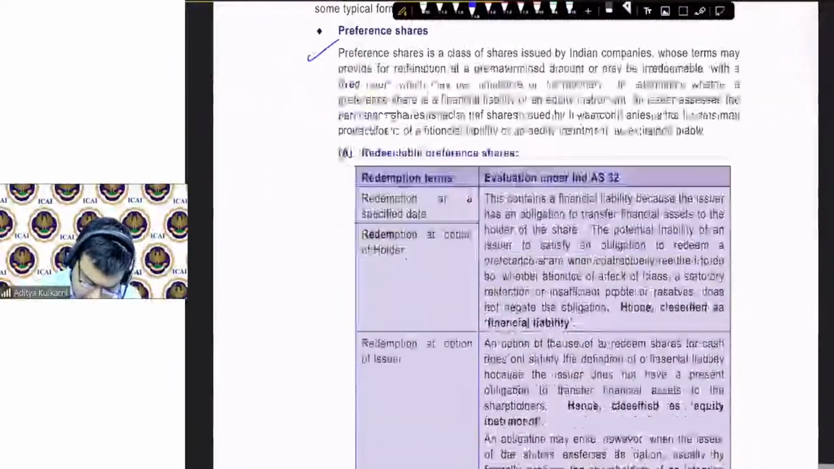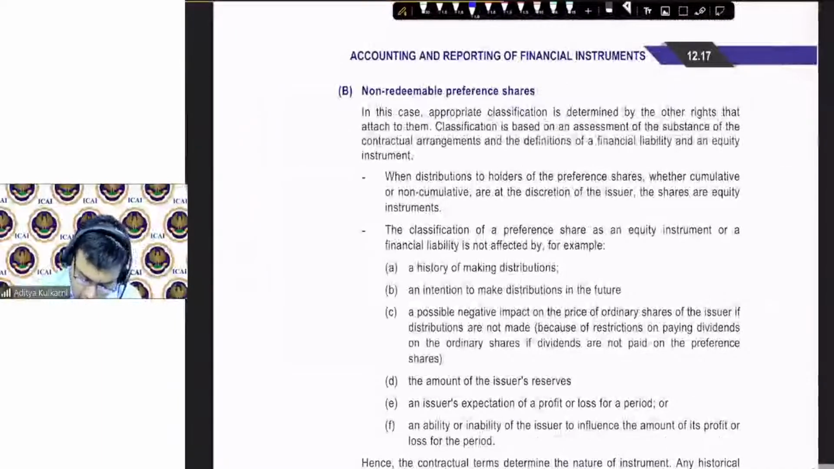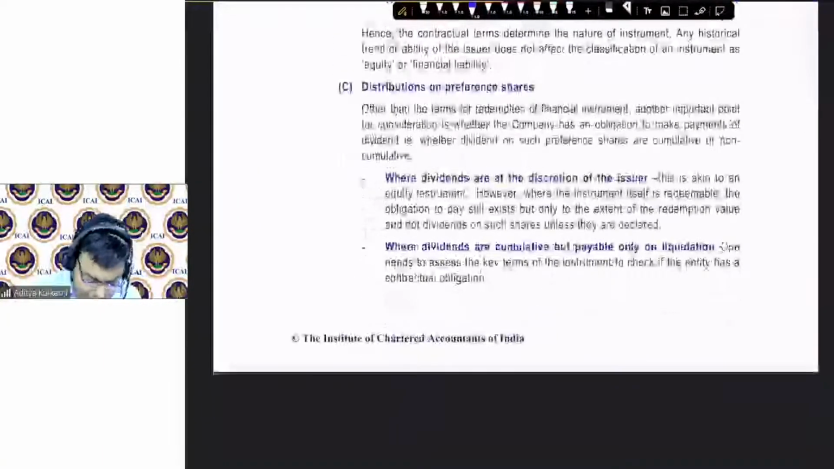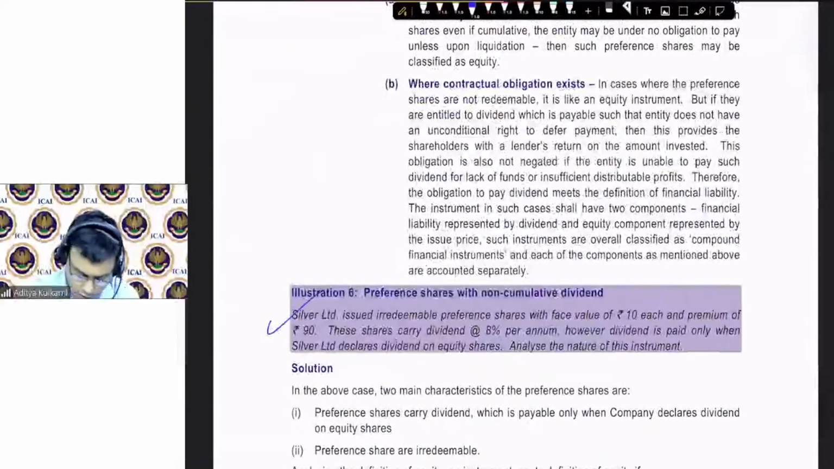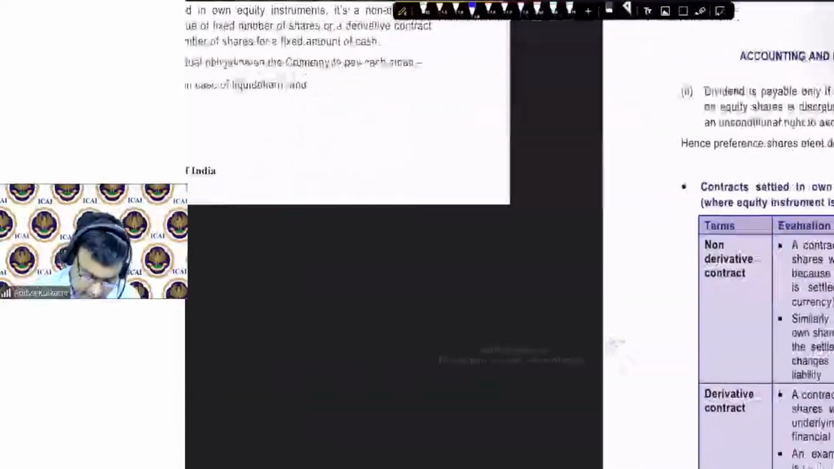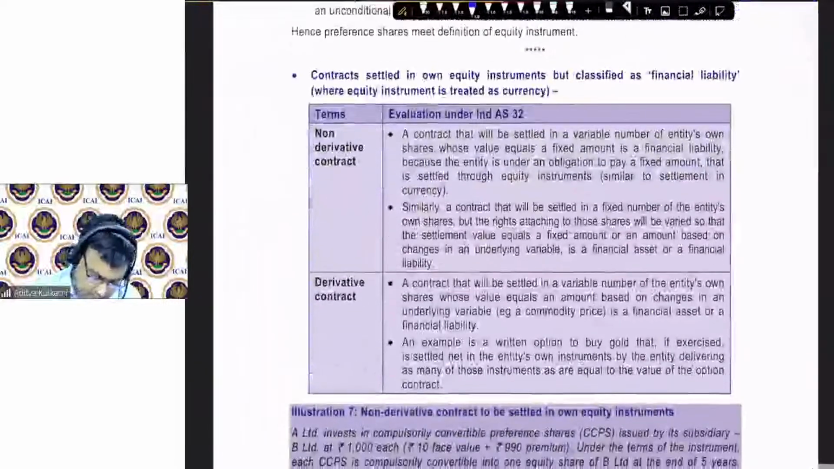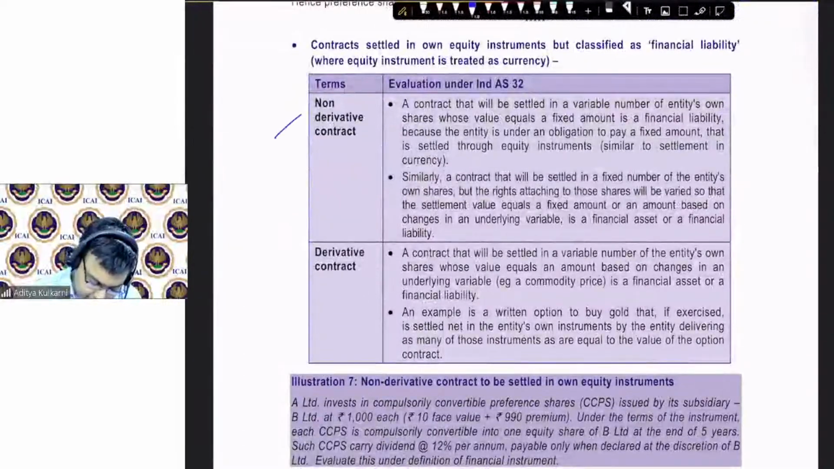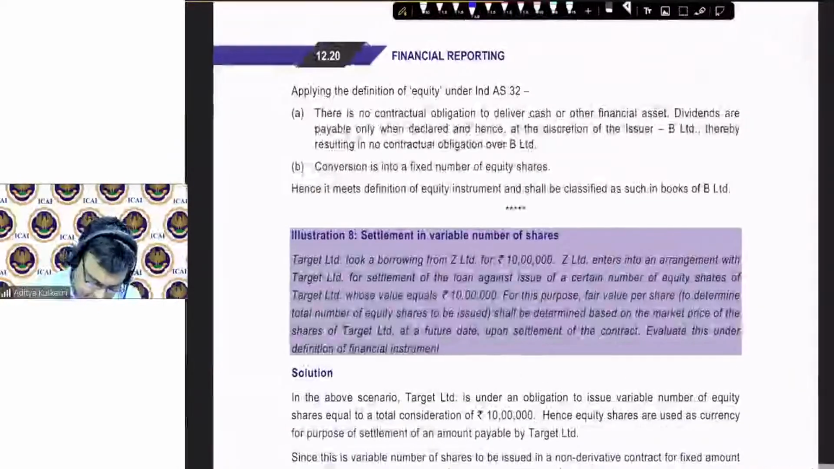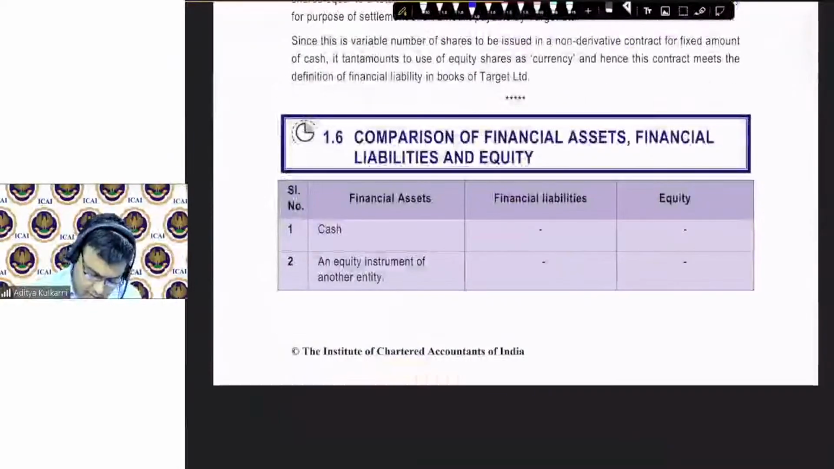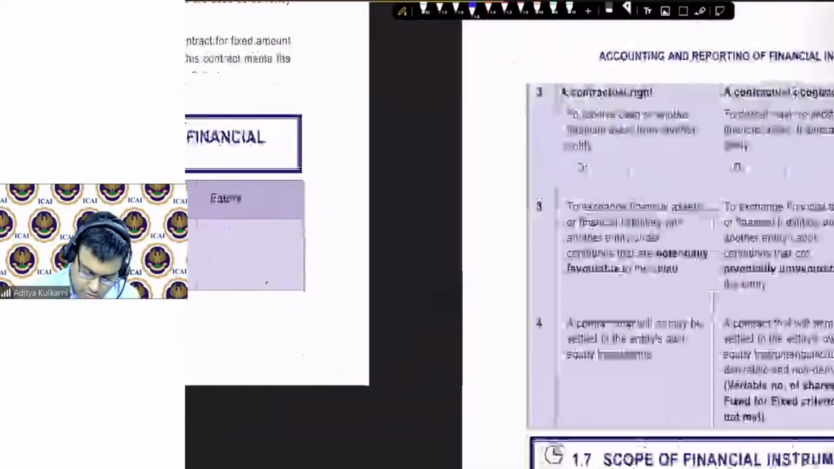Preference shares I have discussed with you in detail. Non-redeemable also I have discussed. Distributions I have discussed. Preference shares with non-cumulative I have discussed. Quite a bit we have discussed. Non-derivative, derivative I have discussed. So you can check illustration 7, illustration 8, and then these comparisons also you can go through.